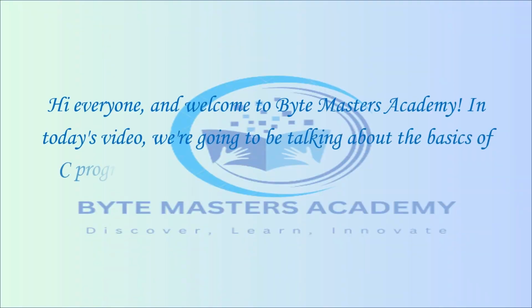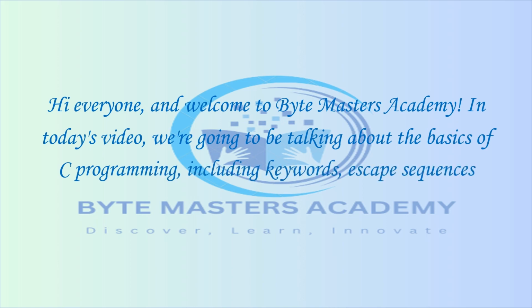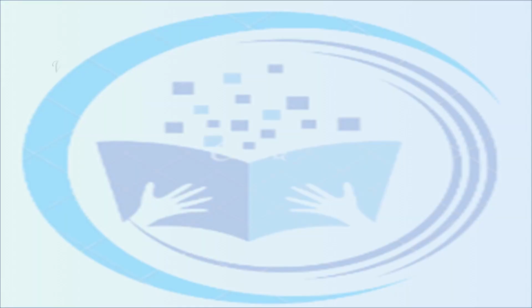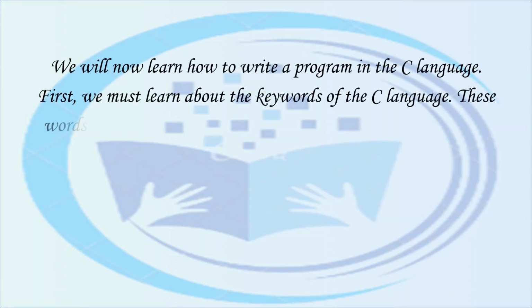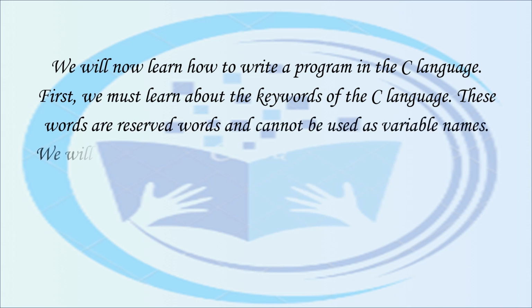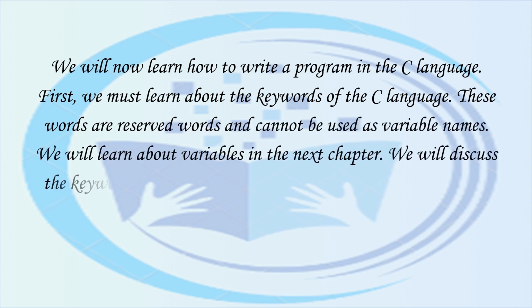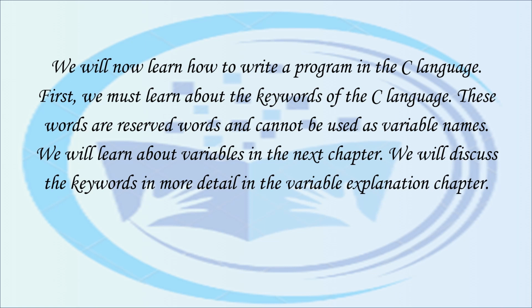In today's video, we're going to be talking about the basics of C programming, including keywords and escape sequences. We will now learn how to write a program in the C language. First, we must learn about the keywords of the C language. These words are reserved words and cannot be used as variable names. We will learn about variables in the next chapter. We will discuss the keywords in more detail in the variable explanation chapter.